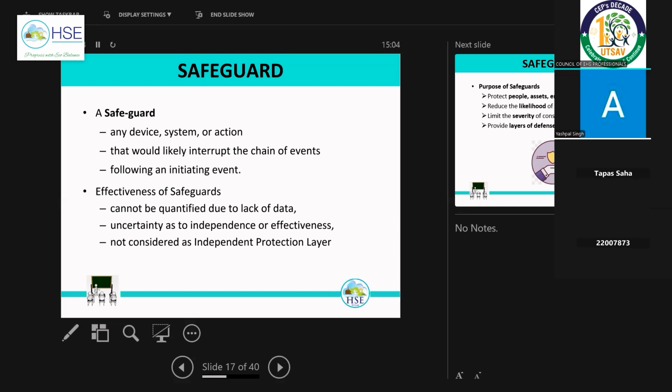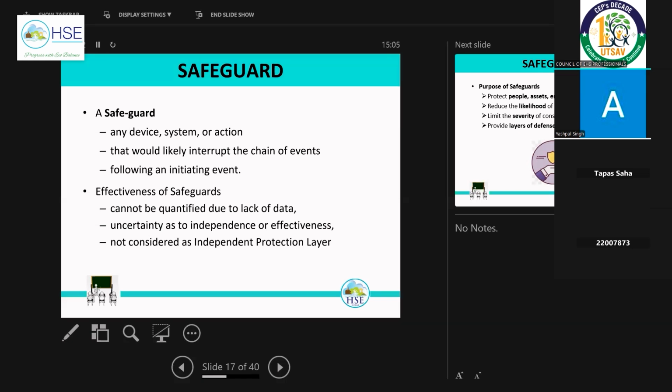Now the second part in the safeguard: effectiveness of the safeguard. As I discussed earlier also, a safeguard cannot be quantified due to the lack of data. In the case of a safeguard, it may not be recordable. In our example, the temperature increases. If the operator is not writing it down in the log sheet, that can also be a safeguard, that we are monitoring the temperature. That is a part of the SOP. But the SOP says we have to monitor the temperature, yet there is no instruction or log sheet to write down the temperature readings of that reactor or equipment.